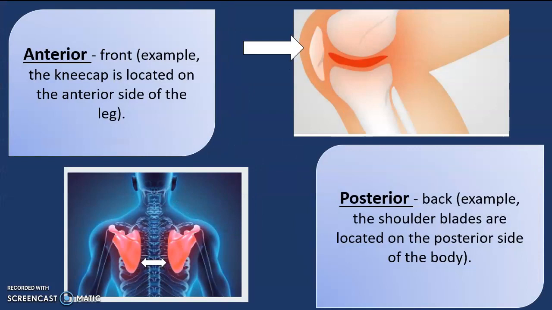Anterior, meaning the front, like your kneecap, would be located on the front portion of the body. Posterior is the back. Your example would be your shoulder blades. They are located on the posterior side of the body.